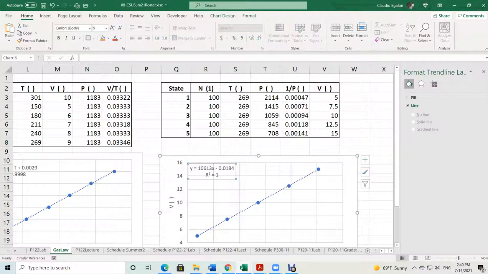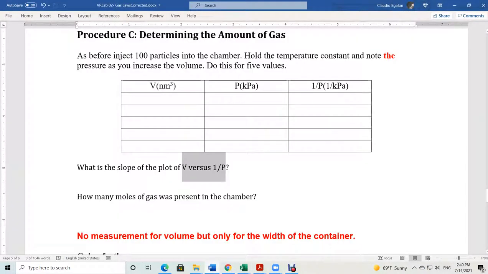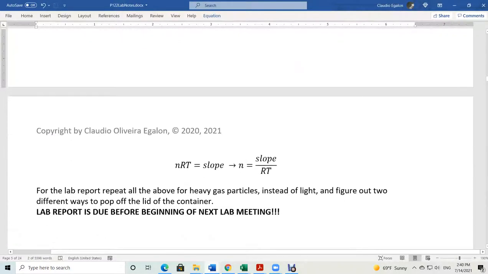So now he's asking, how many moles of gas do we have? How many moles of gas was present in the chamber? Well, how do you do that? Let's go back to my notes. Let's see if you can get that. Oh, here you go. NRT is equal to the slope. The number of moles is the slope divided by RT. Right?